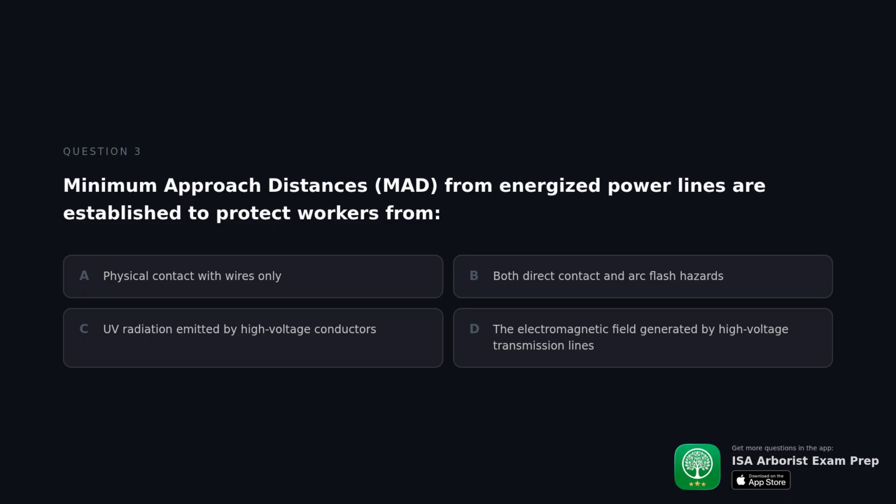Minimum approach distances (MAD) from energized power lines are established to protect workers from: A. Physical contact with wires only. B. Both direct contact and arc flash hazards. C. UV radiation emitted by high-voltage conductors. D. The electromagnetic field generated by high-voltage transmission lines.